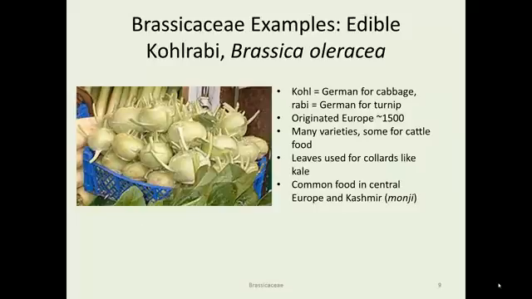Another edible example is kohlrabi, which is very popular in Germany, and the name, you can see the translation there. Kohl is German for cabbage, and rabi is German for turnip. So that's how they're looking at it, as a great big turnip, I guess. It originated as much as 400 or 500 years ago. There's a lot of different varieties. Some of them are used for cattle, and some are for humans. The leaves are eaten like collards, and it's common in European and Kashmiri recipes.